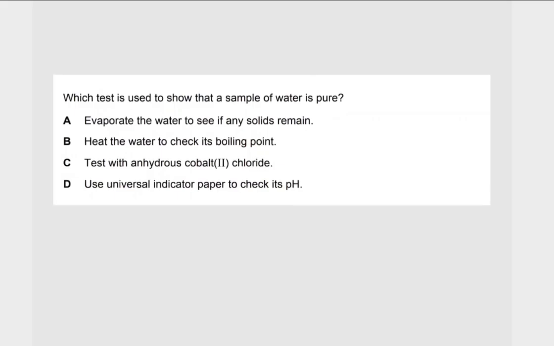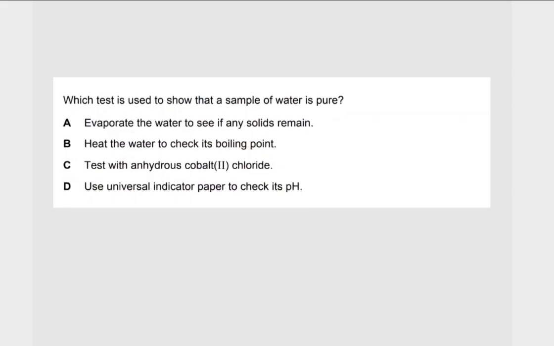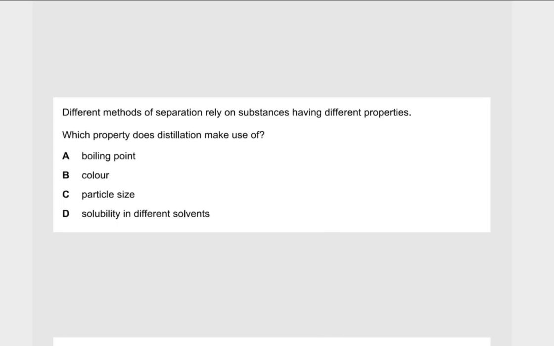Which test is used to show that a sample of water is pure? Evaporate the water to see if any solid remains? No. Heat the water to check its boiling point. That's correct, because pure water will have a constant boiling point. Test with anhydrous cobalt chloride. That is for the presence of water. Use universal indicator paper to check its pH. It's not practical. So B is the answer.